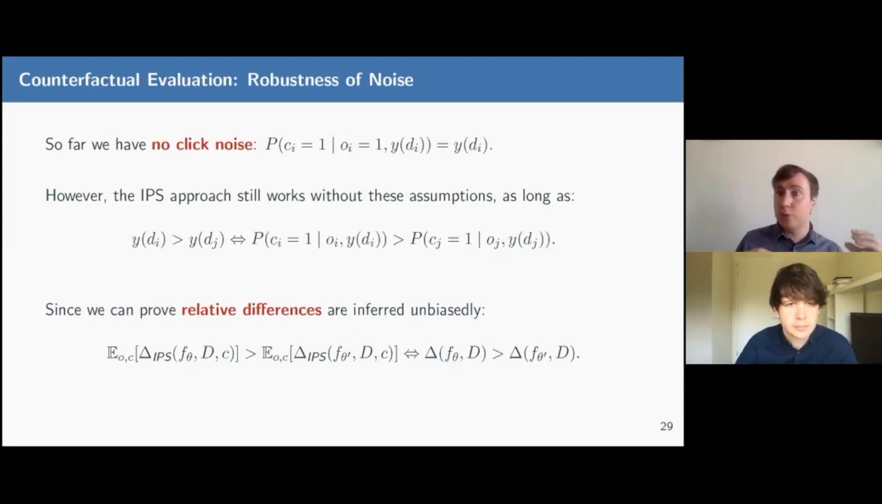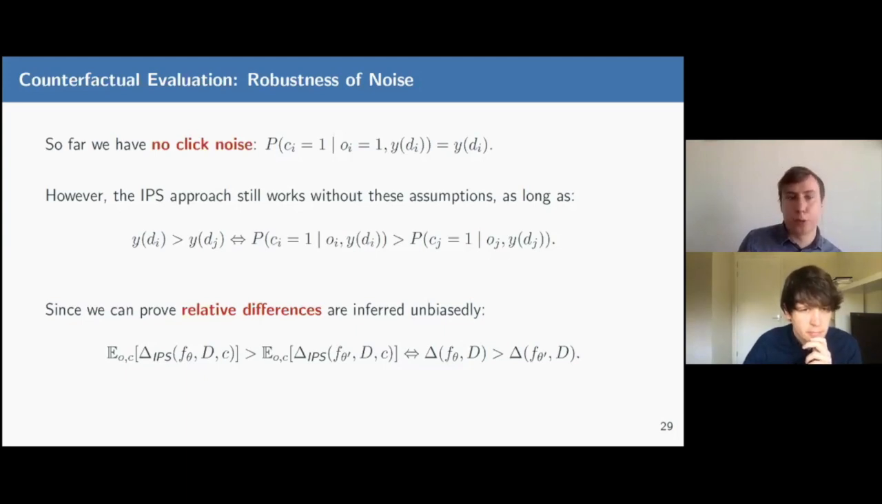So given that both were observed, these click probabilities should infer a sort of relative preference between the two. And you can prove this by proving that relative differences are inferred unbiasedly. So this still holds even under a click noise setting. That's quite nice. So what we have here is saying, even if there's some amount of click noise, as long as users have some preference over relevant and non-relevant documents, we can still use this very strong estimator that tells us something about the true relevance purely from historical interaction data.